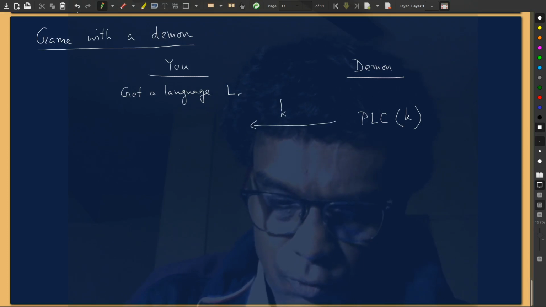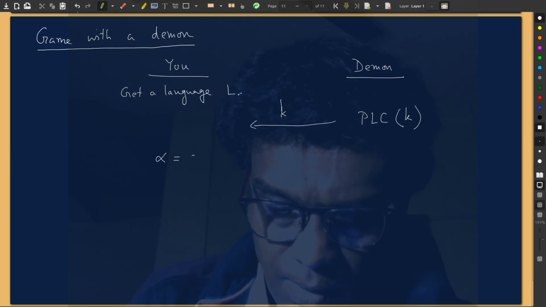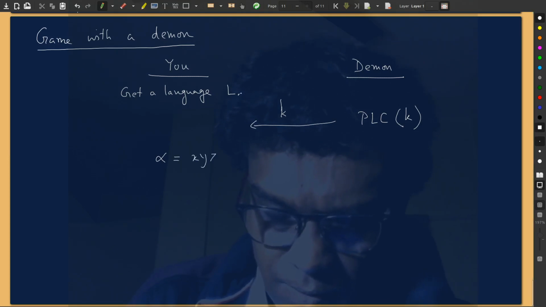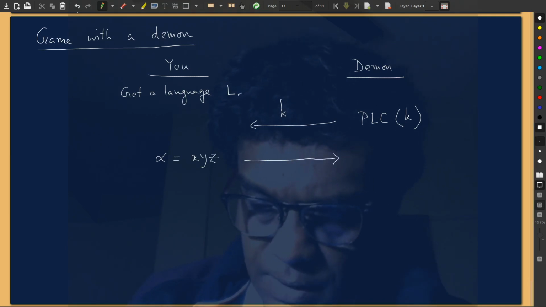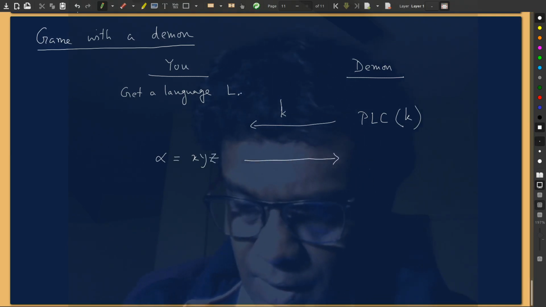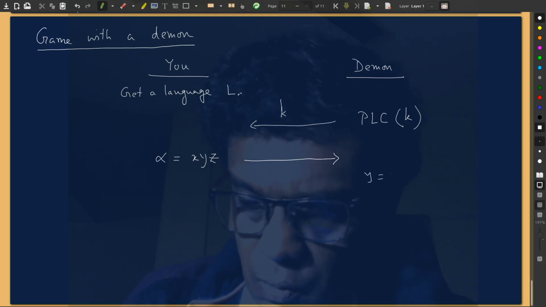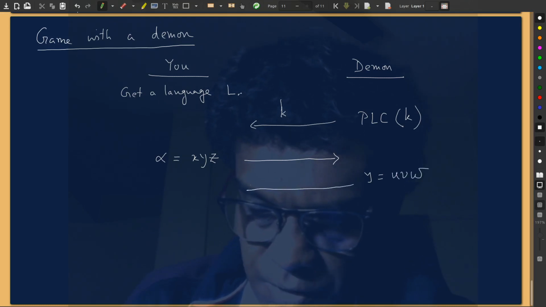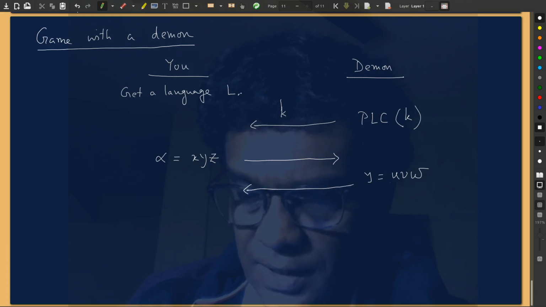Now you are free to choose your initial alpha of the form x, y, z. This is your choice. Daemon cannot control it, and you supply this to the daemon. Daemon in turn gives you the decomposition of y in the form u, v, w, and gives that decomposition to you. Okay, so you have no control over k. You have no control over the exact decomposition of y into u, v, and w. This is done by the daemon.